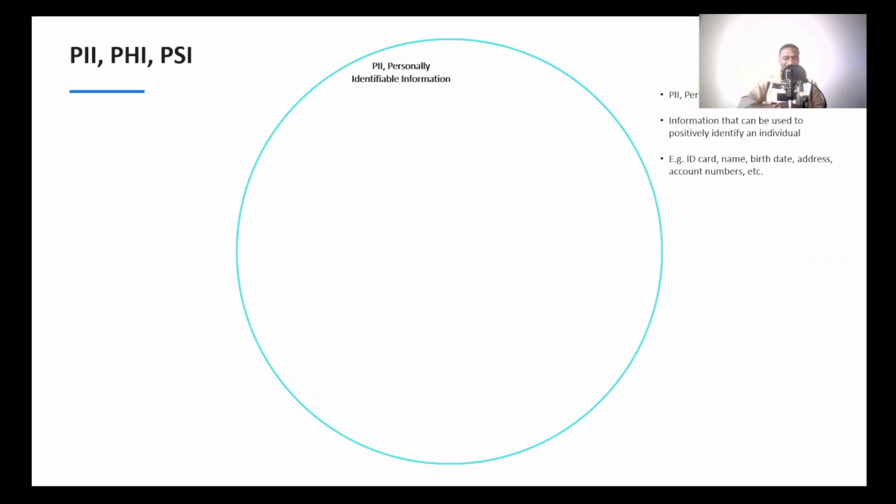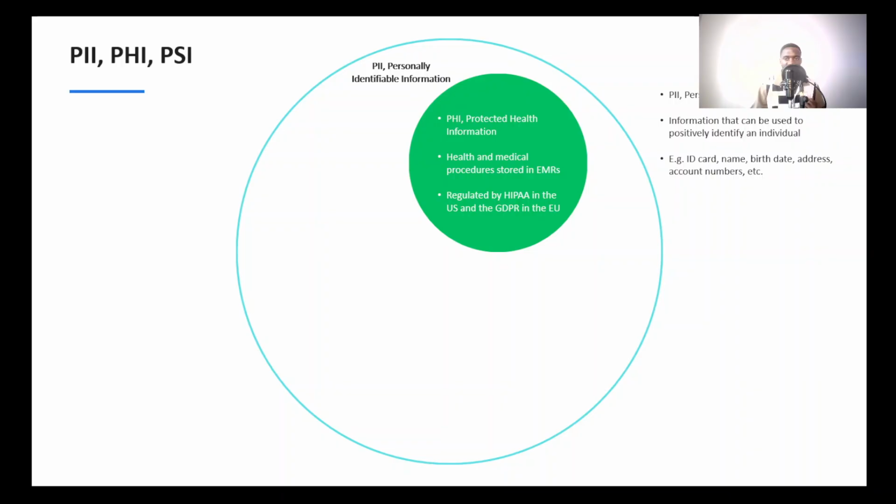Any piece of information that can be used to identify somebody is termed personally identifiable information. Now, this is a very broad category. There are many things that can fit into this. So when we talk about PII, we typically break it down into two other subcategories. We have the PHI, protected health information. Now, these are health and medical procedures that are stored in electronic medical records.